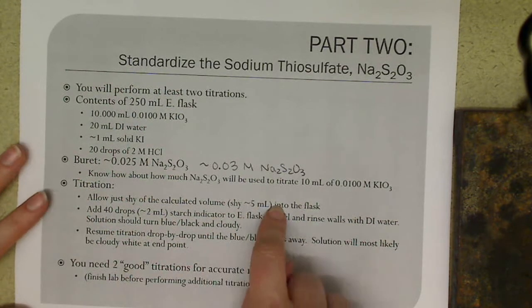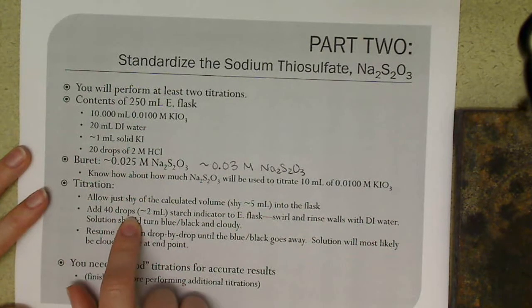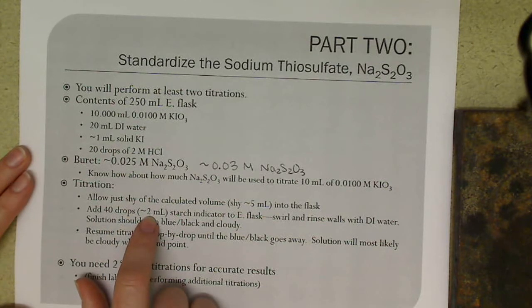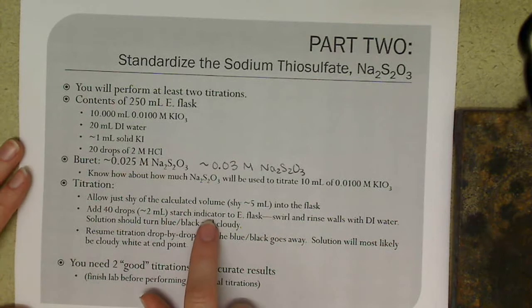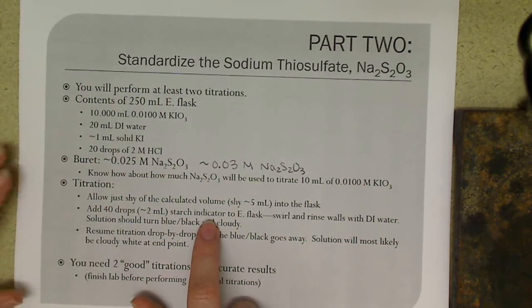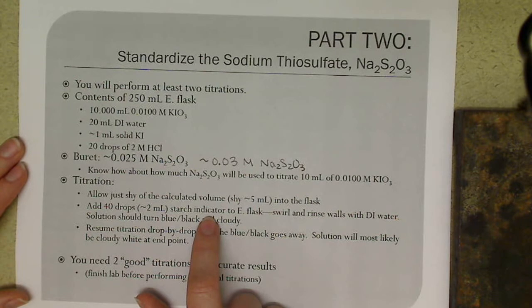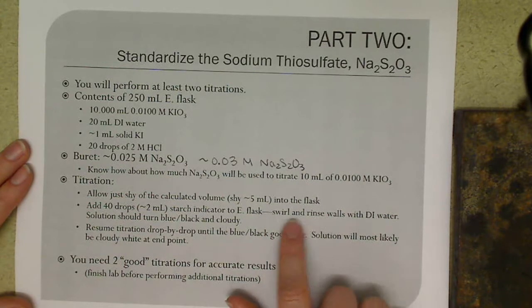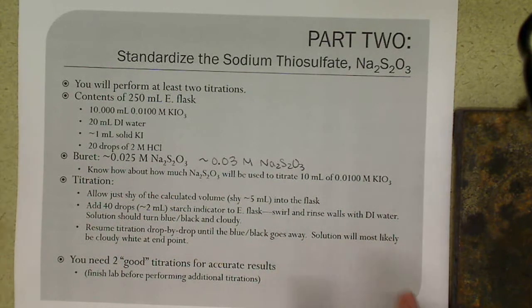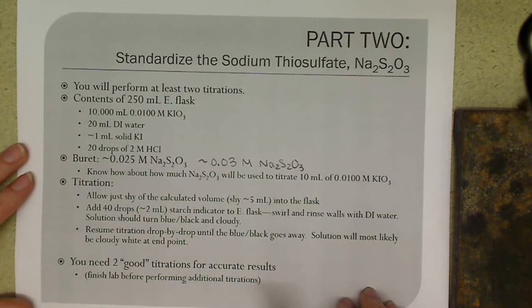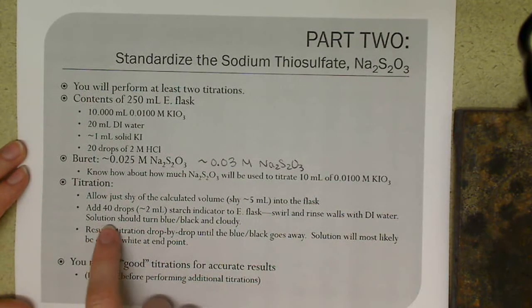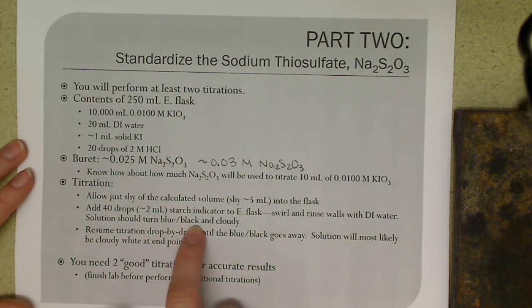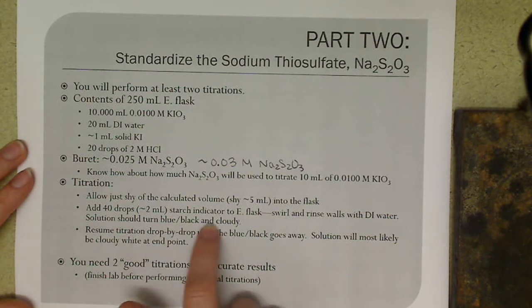Once you get close to your endpoint, you're going to add 40 drops, which is about 2 milliliters. Don't bother counting the drops, just administer about 2 milliliters of a starch indicator. And you're going to want to make sure that you shake up that starch every single time before you add it into your Erlenmeyer flask. Rinse down the walls with DI water to make sure everything gets down into your Erlenmeyer flask. And your solution is going to turn blue-black and cloudy in color.